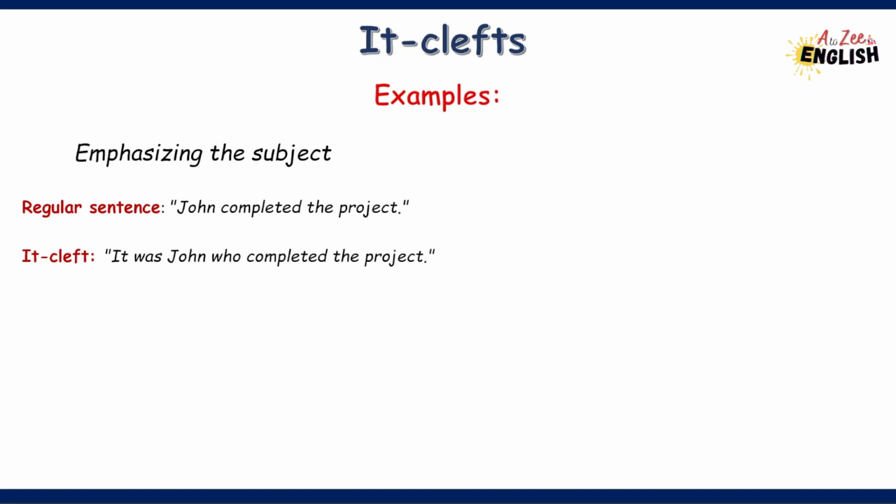So the phrase it was John draws attention to John, making it clear that he is the important part of the sentence. This structure is useful when you want to highlight or stress that John specifically is the one who completed the project.